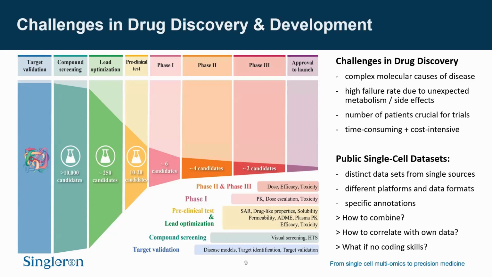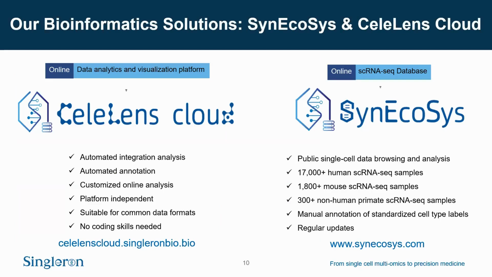But you might have already suspected it. We have prepared something. A pair that complements each other. CeleLens, a tool to analyze and visualize single-cell data, and SynEcoSys, a curated single-cell database. So our CeleLens platform is perfect for all of us brilliant researchers who, unfortunately, have no clue about bioinformatics, but still insist on analyzing our data ourselves. Would never give it to someone else.